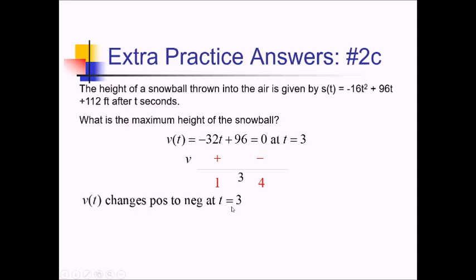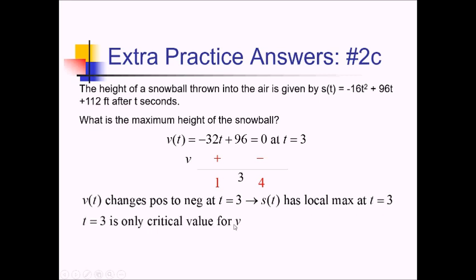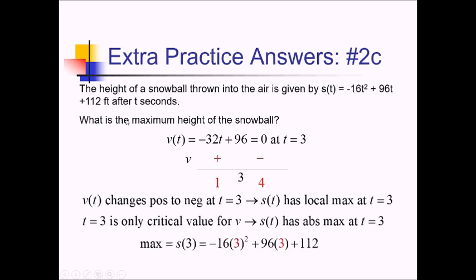That implies that s of t has a local max at time 3, and now since 3 is the only critical value for velocity, that implies that it is also the absolute max for the s function. Which means to find the absolute height, max height, I just have to plug 3 into the s function itself. So let me go ahead and do that. That's going to be negative 16 times 3 squared plus 96 times 3 plus 112.